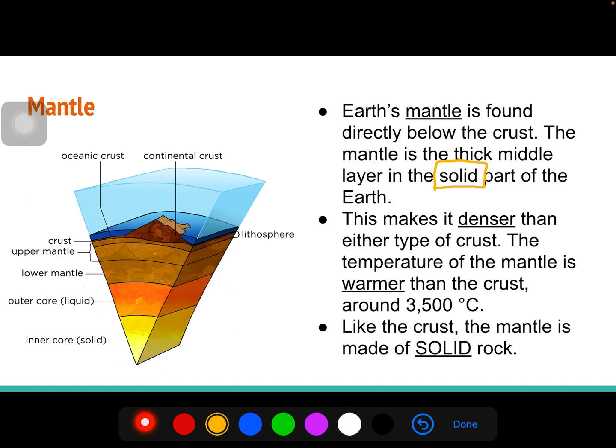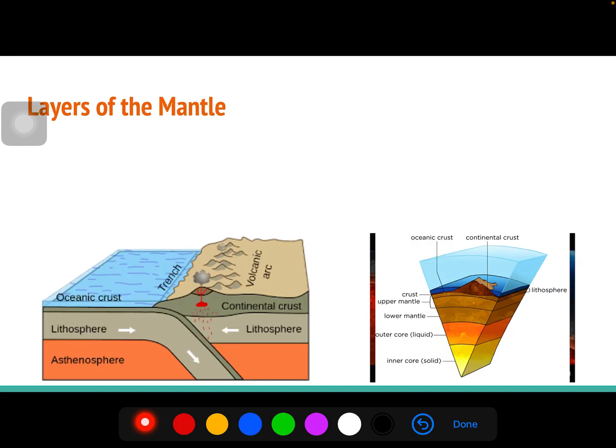Like we said, despite those small changes of warmer and more dense, it is still considered to be a solid. Now we can see here in our picture that the mantle is broken up into multiple pieces, just like we talked about the crust and the core being multiple pieces. So we do need to get to know those individual parts of the mantle a little bit more, because they really add to our evidence that we want to think about.